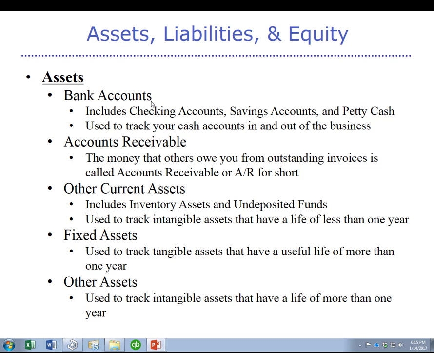Then there is the category of fixed assets. Fixed assets are used to track tangible assets that have a useful life of more than 1 year. And then we have other assets. Other assets are used to track intangible assets that have a life of more than 1 year. So to break those down again, you have bank accounts, accounts receivable, other current assets, fixed assets, and other assets. Those are all asset types. We will debit assets to increase the value, or we will credit assets to decrease the value.